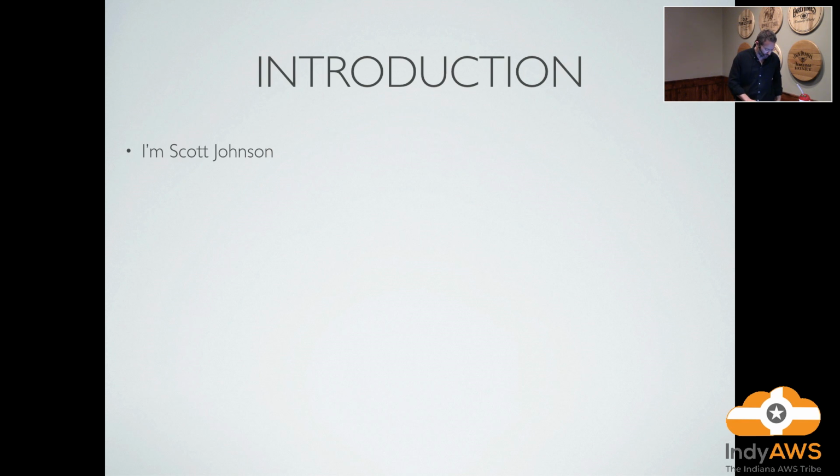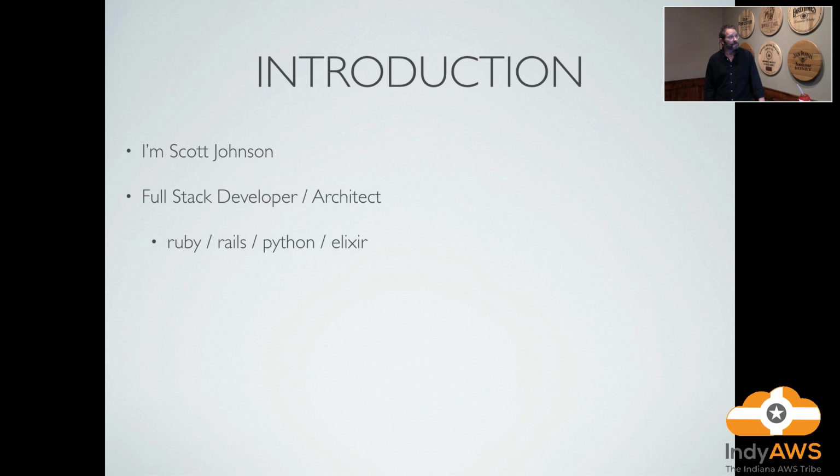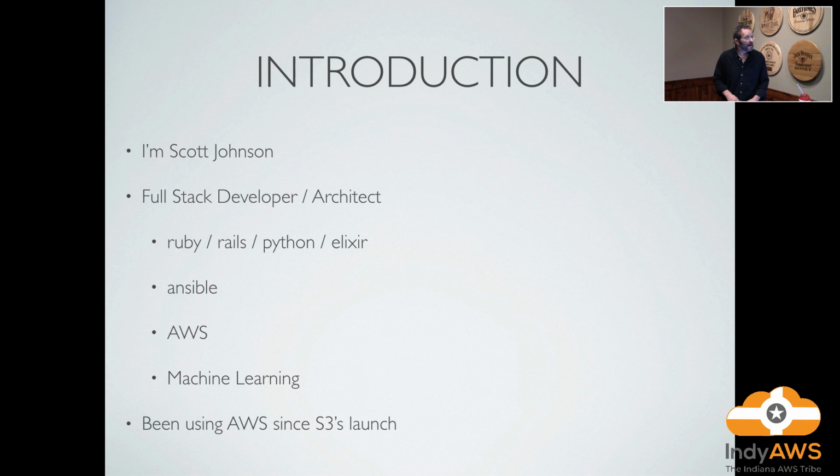All right, so my name's Scott Johnson. I live in Fishers. I've been building stuff my whole career, which at this point is a really long time. I'm a full stack developer architect. I work mostly in Ruby and Rails, Python and Elixir, less Elixir than I'd like. I use Ansible for all DevOps stuff, and I'm really happy with Ansible. I do AWS for a cloud provider, and I really like AWS. And I'm doing a bunch of machine learning these days. My consulting these days is focused on doing monitoring and detection of hate speech. And I've been using AWS since they first launched S3, so that's about as long as anyone, since it was the first service AWS ever launched.